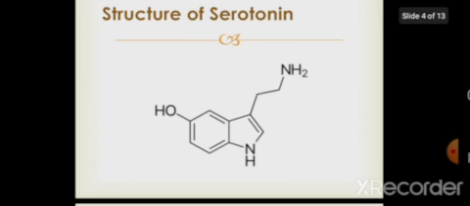Now let's move to the structure of serotonin. Serotonin is a primary amino compound. As shown in the slide, you can see that serotonin is a primary amino compound that is a 5-hydroxy derivative of tryptamine, and it has a role as a human metabolite, a mouse metabolite, and a neurotransmitter. It is a monoamine molecular messenger, a primary amino compound, a member of phenols, a member of hydroxyindoles, and a member of tryptamines. So this is the structure of serotonin.